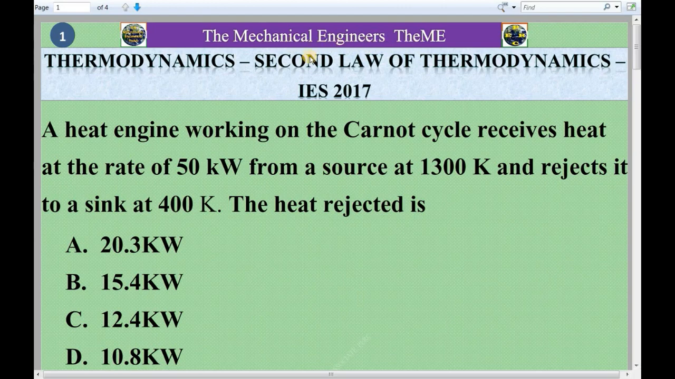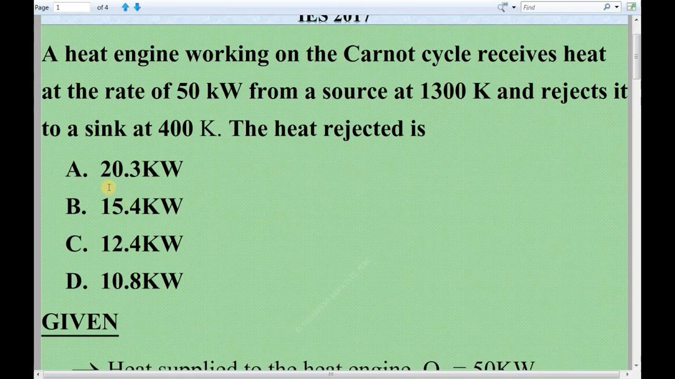Okay, so let's begin. First I will read the question. A heat engine working on the Carnot cycle receives heat at the rate of 50 kW from a source at 1300 Kelvin and rejects it to a sink at 400 Kelvin. The heat rejected is A 20.3 kW, B 15.4 kW, C 12.4 kW, D 10.8 kW.